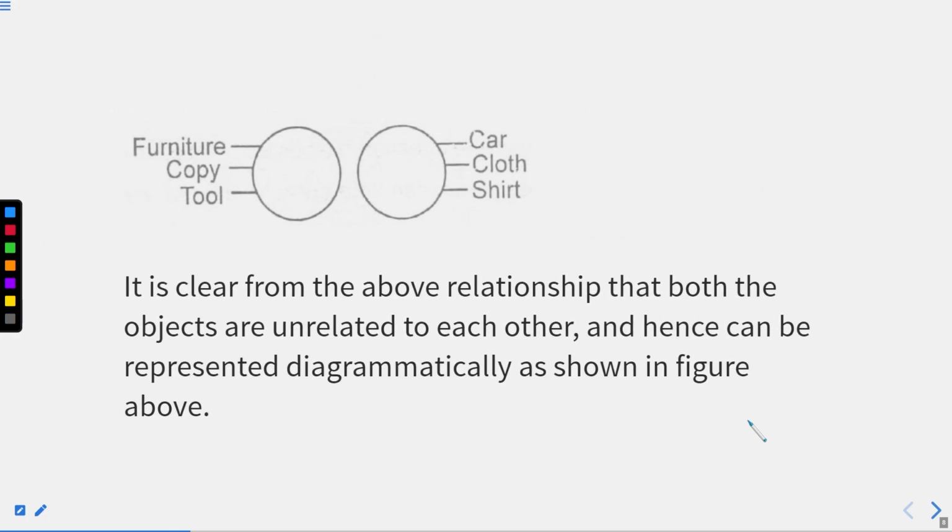Here you can see the clear diagram of the same. Here furniture refers to car, copy refers to clothes, and shirt refers to tool. But they all are totally different, right? Nothing in common. Okay, this is the clear representation of the same. Now it is clear from the above relationship that both the objects are unrelated to each other and hence can be represented diagrammatically as shown in the figure. I hope till here you have understood all the possible cases that I have explained.